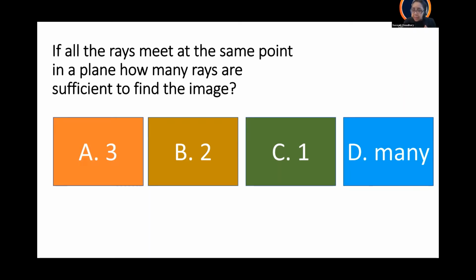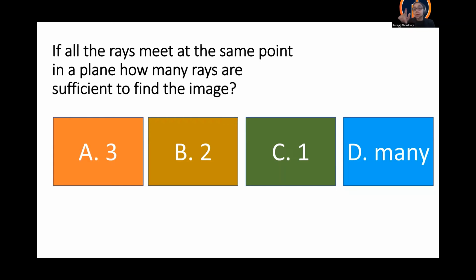Let me repeat the question. How many rays are sufficient to form an image? So if you can see yourself, for example, you are able to see me or you are able to see your friend. How are you able to see your friend? That means lots of rays are reflecting back from that particular object to your eyes. So now I'm just asking how many rays are sufficient to find the image.